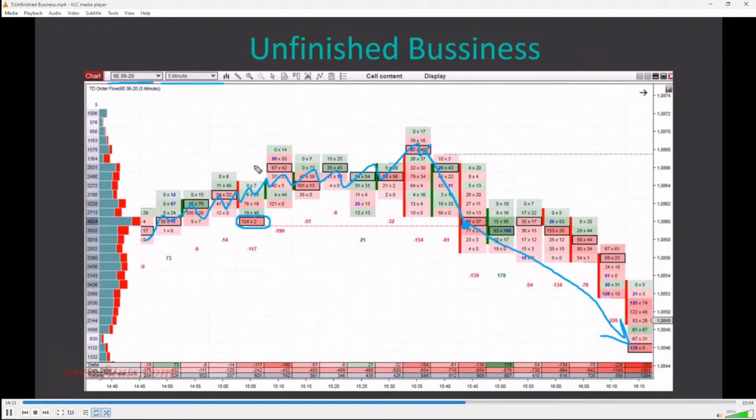In other words, it would be pretty risky to hold longs when you have this at the bottom. All right? It's risky to go long when there's the unfinished business in here.